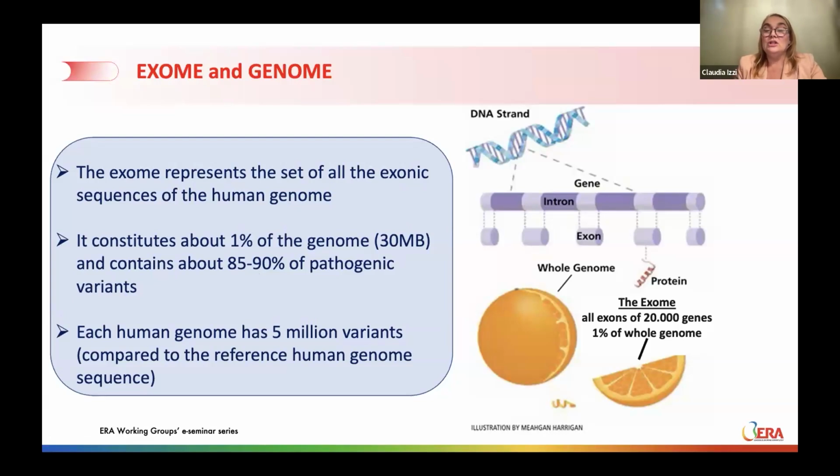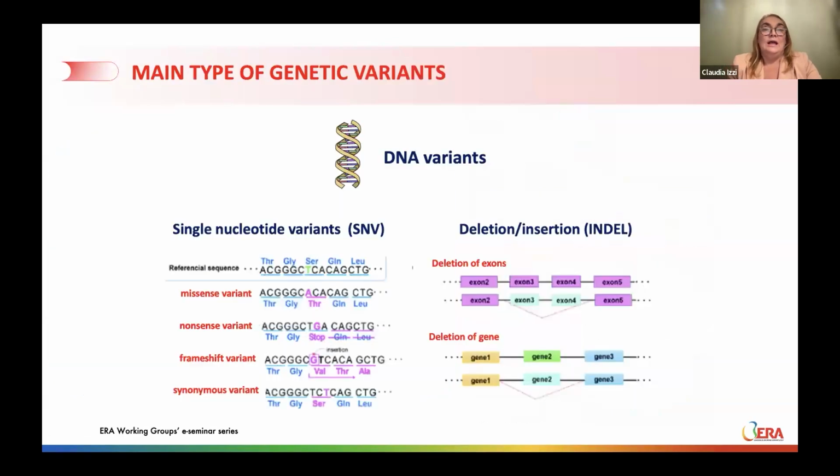And in each genome, we have to remember that we have about 5 million variants. So we have to understand which is the one that we are searching for in our patients. The types of variants can be divided into two main groups, DNA variants and chromosomal variants.